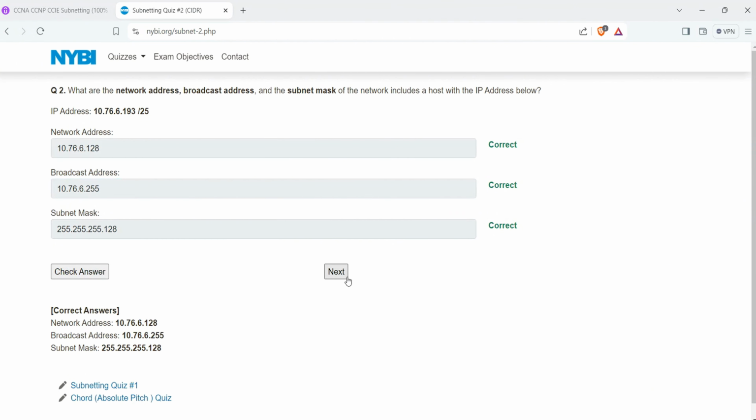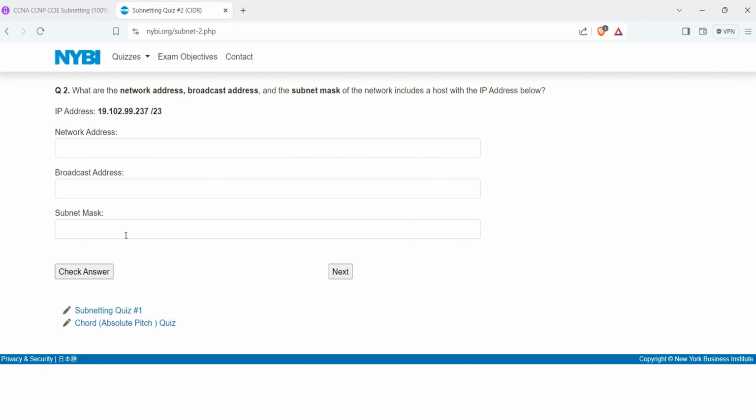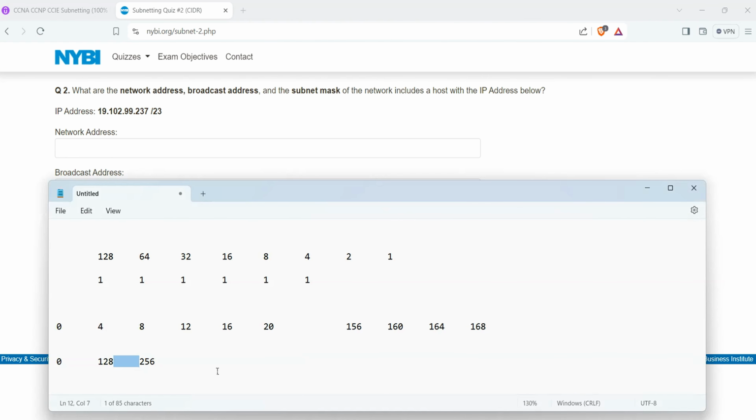Good. So what you want to do is every time I do something, you could actually pause and try on your own. But I want to do the first few. So look at this. Slash 23. How do I get a slash 23? 255 is 8 bits. Another 255 is 16 bits. I need 7 more bits. What are the 7 bits?